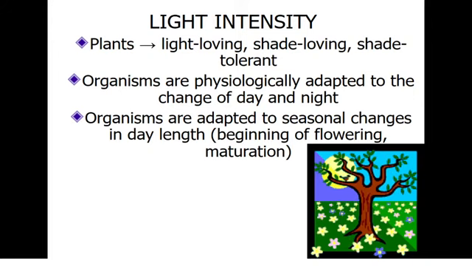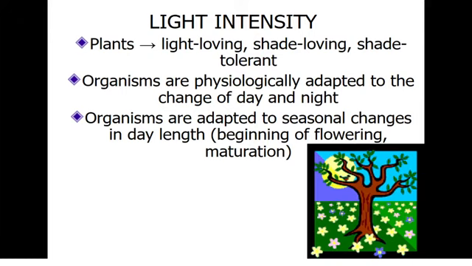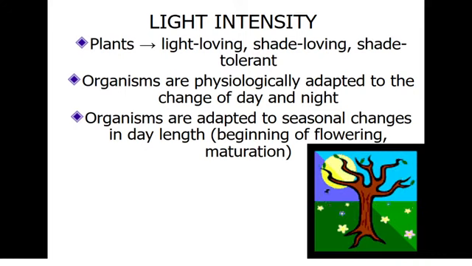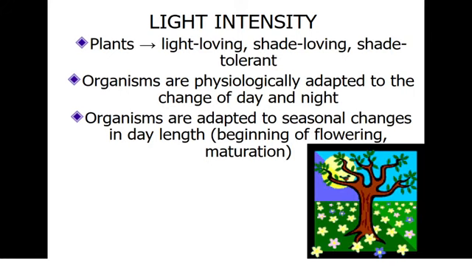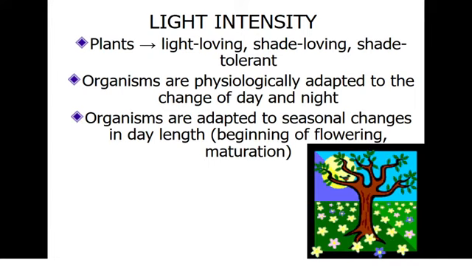Next, light intensity. What will happen with plants? Light loving, shadow loving, or shadow tolerant. These are different types which include a common area and live in optimal conditions for each. Organisms are physiologically adapted to the change of day and night. Organisms are adapted to seasonal changes in day length: beginning of flowering, maturation.